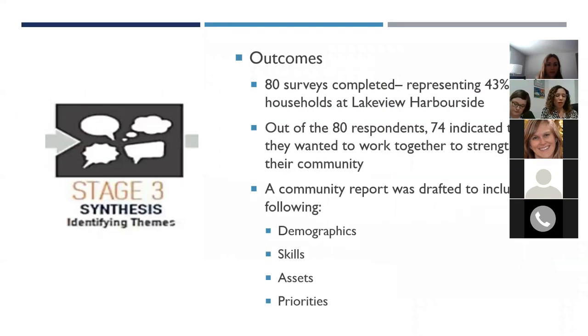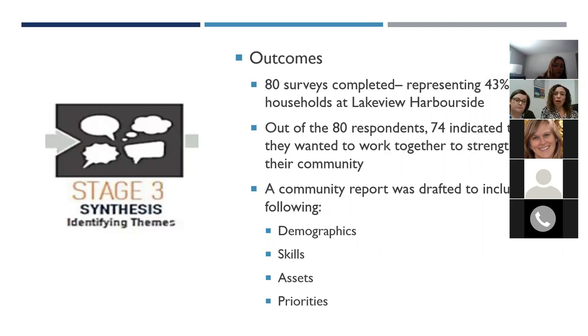Stage 3 involved community data synthesis, identifying themes. A total of 80 surveys were completed. A member of our leadership team who specializes in surveys and data collection advised the team that if 30% of households completed a survey, that would be a big success. In fact, 43% of households completed a survey, so we were thrilled with that result. We were also pleased that out of 80 surveys, 74 people indicated that they wanted to work together to strengthen their community.